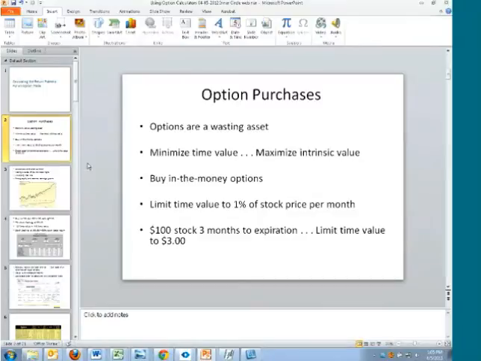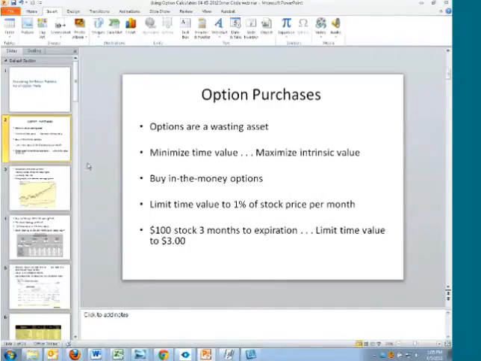Let's look at the option purchase strategy first. And of course, options consist of time value and intrinsic value. And when you purchase an option, the time value decays. So it's a wasting asset whenever you buy an option. So you always want to be aware of that. And the time value of an option, of course, goes to zero at option expiration. So it's going to decay over the life of the option more quickly as you get closer to expiration. So you always want to be aware of that when you're buying options.